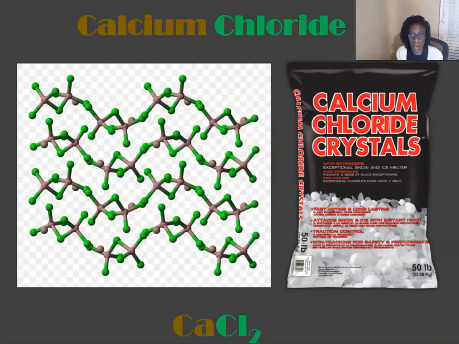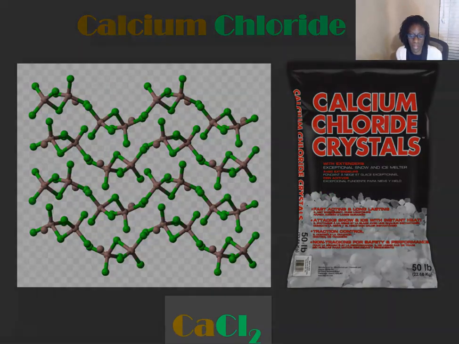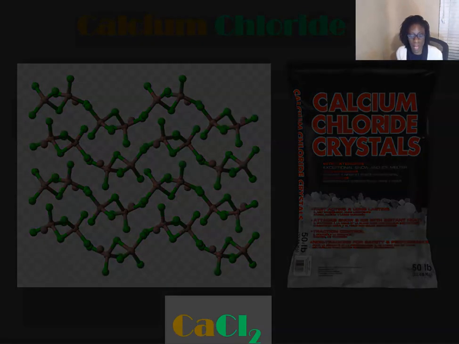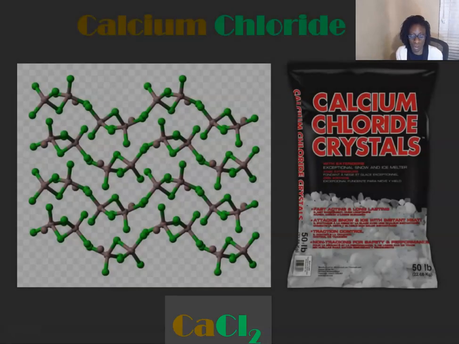Now let's look at another ion. How about calcium chloride? Now the formula for this ionic compound is CaCl2. So that means that for every one calcium ion, there are going to be two chloride ions.